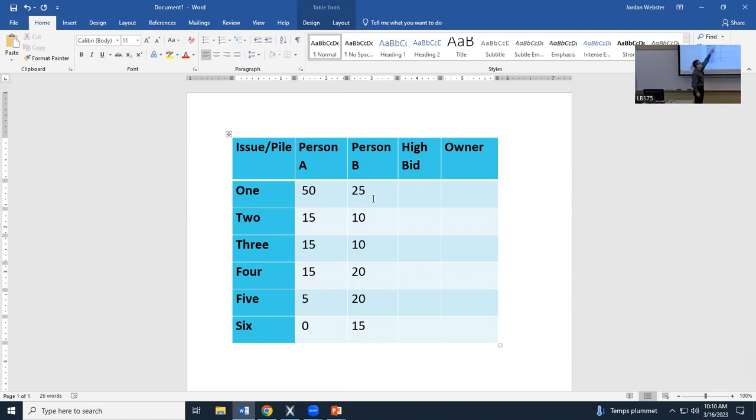And here's how person A spent their points. They spent 50 on pile number 1, 15 on pile number 2, 15 on pile number 3, 15 on pile number 4, 5 on pile number 5, and 0 on pile number 6. Person B spent 25 on pile number 1, 10 on pile number 2, 10 on pile number 3, 20 on pile number 4, 20 on pile number 5, and 15 on pile number 6. And if we add those all up, you get 100 points spent by each person.